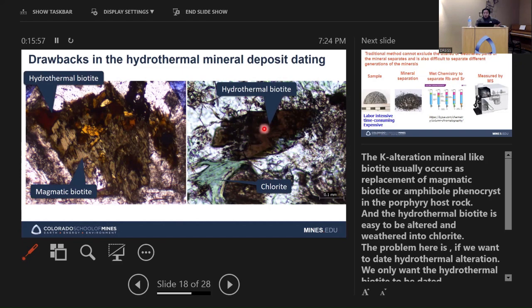After the formation of the hydrothermal biotite, it is easy to be altered or weathered into chlorite or some other minerals. If we want to date the alteration age, we need to separate only the hydrothermal biotite out of this rock. I don't know if you guys have done mineral separation before, but this is almost impossible to do. It's so fine grain. This is 100 micron. Just imagine you need to separate this out under the microscope. That's just impossible.